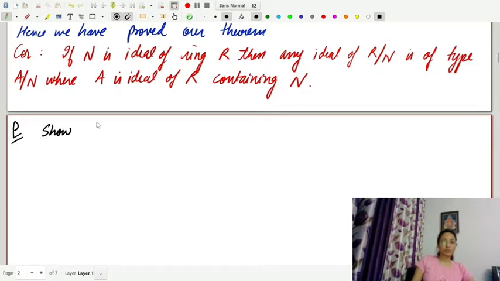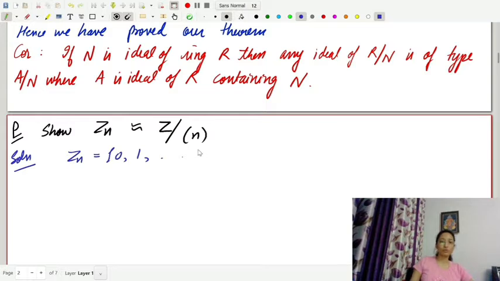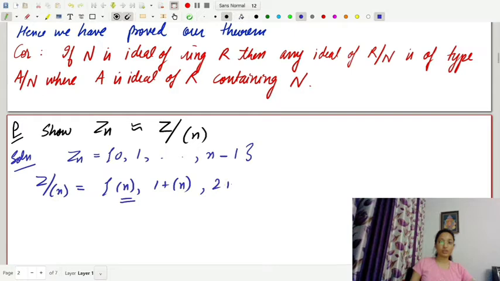Show that Zn is isomorphic to Z over the ideal generated by n. We have the solution. Zn is equal to {0, 1, ..., n minus 1}. It is addition and multiplication modulo n ring. Z by <n> would be <n>, 1 plus <n>, 2 plus <n>, and so on up to n minus 1 plus <n>. Here <n> is its zero element.